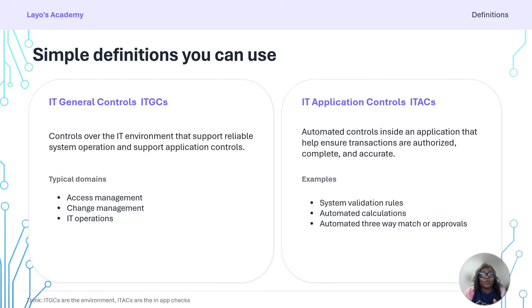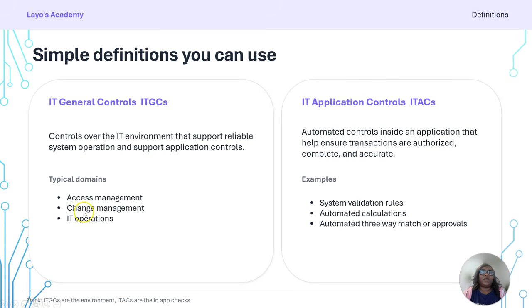ITACs focus on the correctness of data. They help to prevent errors, duplicates, missing information, and invalid transactions. When you're thinking of ITACs, think of them as controls that answer the question: is this application processing data the way the business intends it to process it? That's the question that should come to you. Is it processing data the way it is supposed to process it?